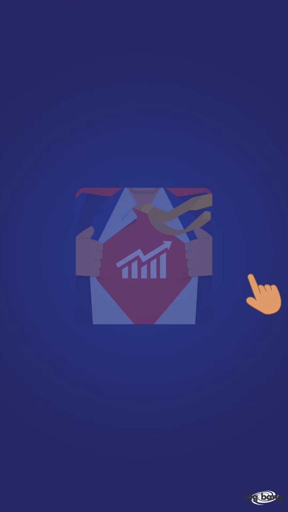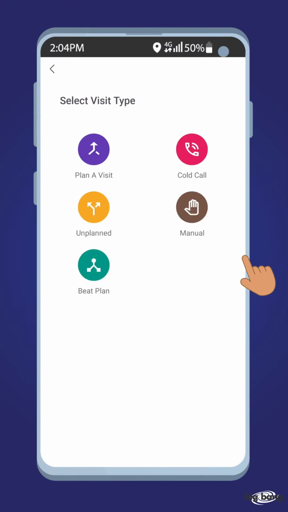Next, under the visit types, there is the unplanned visit, which is used at times when you did not plan to meet a customer, but visited them directly without it being in your sales plan. When this happens and you wish to add the particular customer visit into your daily plan, you select the Unplanned Visit option.